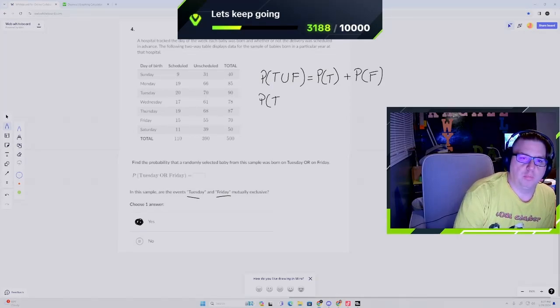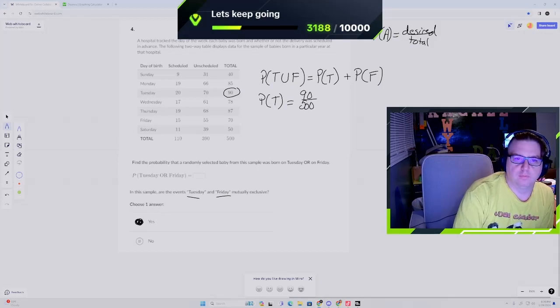So when we look at the probability of a Tuesday, remember back at the beginning, we talked about the probability being something desired over the total. Okay? So my desired is Tuesday. Whether it's scheduled or unscheduled, we have a number that is being born on Tuesday. That is our desired. Over our total. And our total down here out of everyone is 500. Okay?